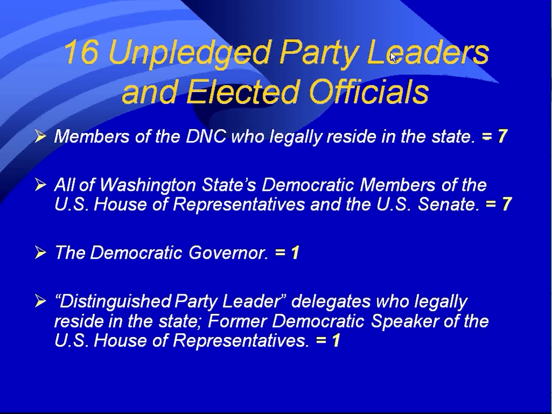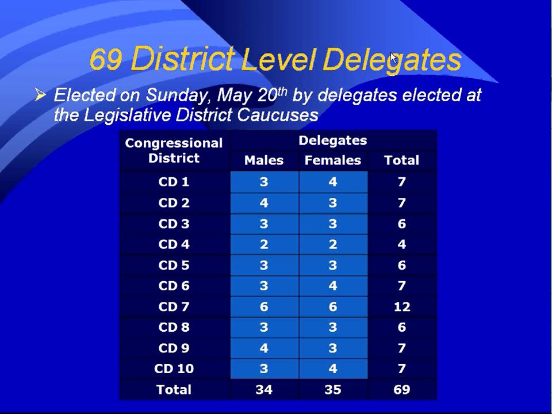There are 4 different types. Members of the DNC who legally reside in the state: that's the state party chair and vice chair and some of the DNC members that the State Central Committee elected. All of Washington State's wonderful Democratic members of the U.S. House of Representatives and the U.S. Senate. There's 7 members there. Our fantastic Democratic governor is another automatic member of our delegation. And distinguished party leader delegates who legally reside in the state: former Democratic Speaker of the U.S. House of Representatives, Tom Foley, who lives in eastern Washington, is also a member of our delegation. So that's 16.